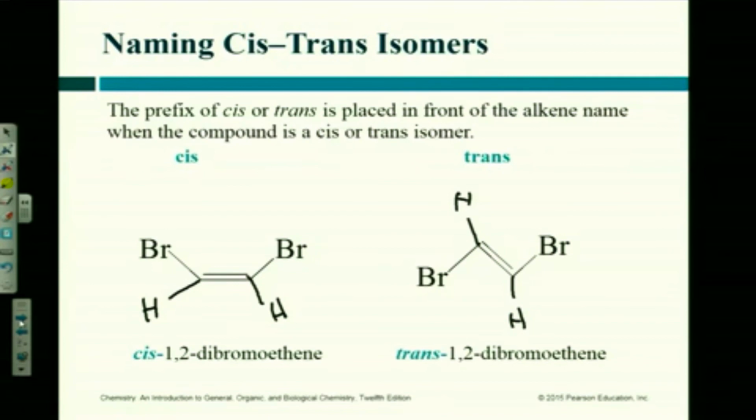Yes, ma'am? Can you number that? Can you show me how you number that? I know how you're getting the numbers, but can you show me? Okay. So there's only two carbons, right? Yeah. Ethene means two carbons. And in this case, it's symmetrical. It wouldn't matter if you numbered it 1, 2, which direction you go.